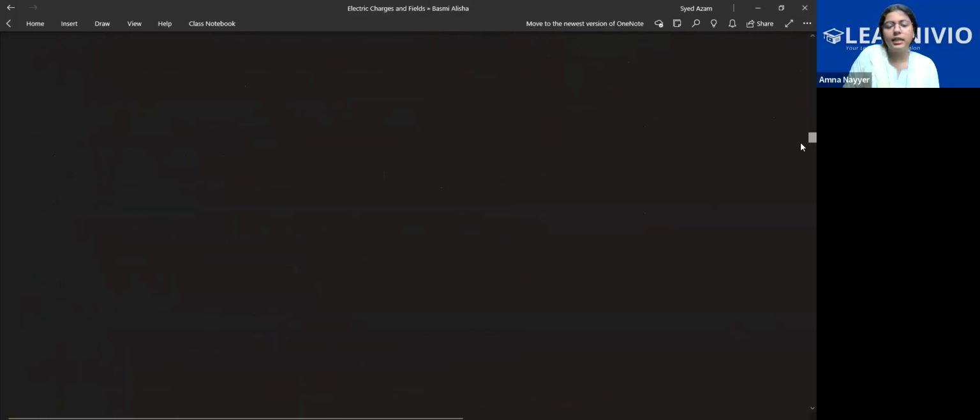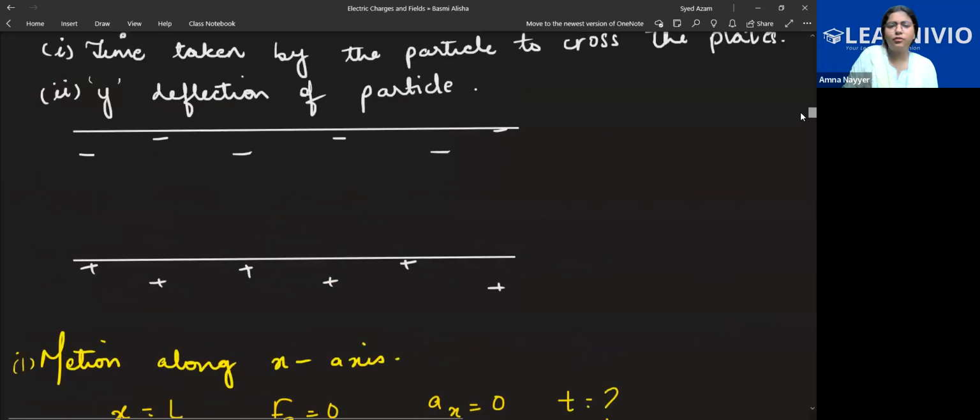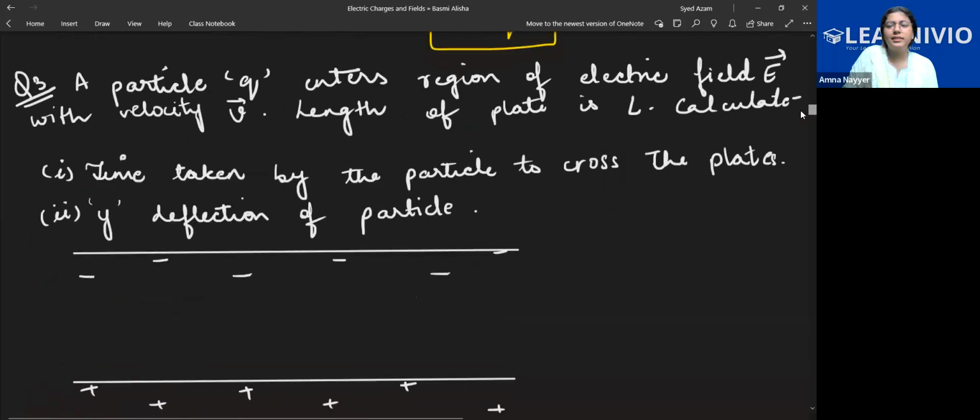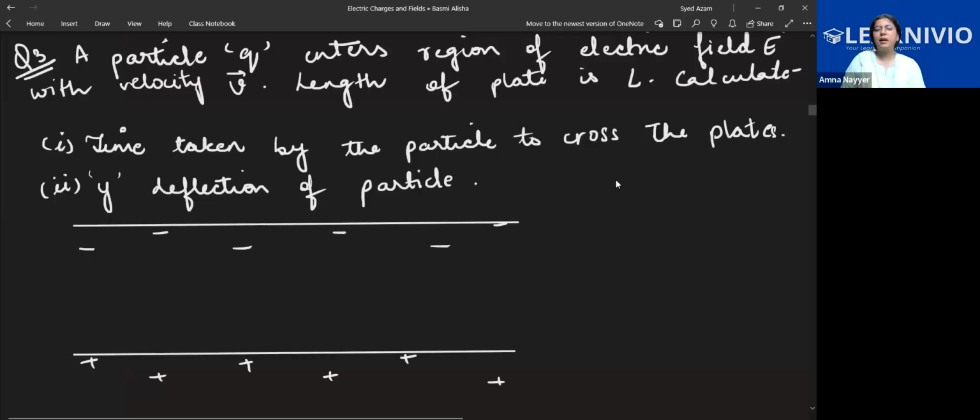I think this will be the last question from this topic. See, this is a little modification of that topic. This says a particle Q enters a region of electric field E with the velocity V. Length of the plate is given as L. Now it is asking, what's the time taken by the particle to cross the plates? And you have to tell the deflection of the particle. See, the time taken part we have done.